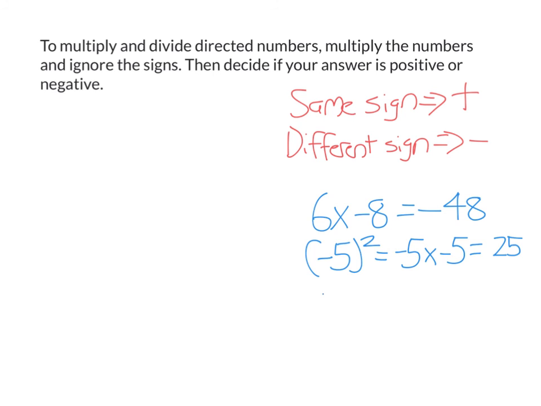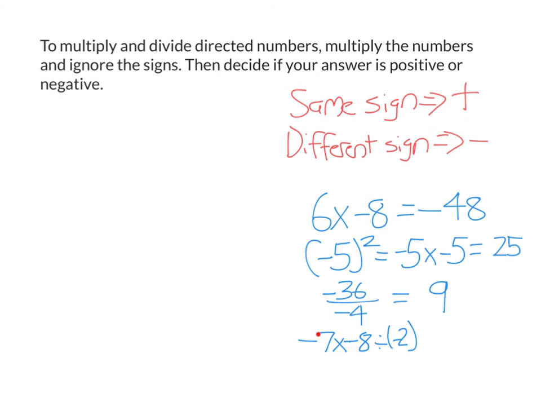So what about if I had something like -36 divided by -4? Remember, this line here means divide. So 36 divided by 4 is 9. But I'm dividing a negative by a negative. They have the same sign, so my answer is positive 9.